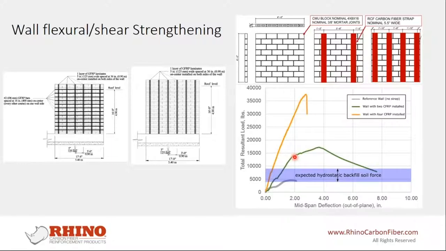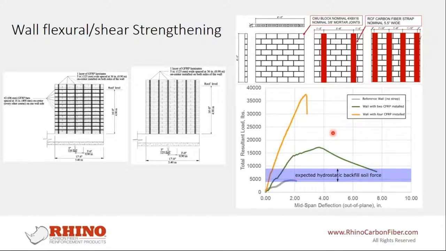However, the green line represents the first setup without any carbon fiber. If you look at the other two lines over there, both walls with straps can easily handle the backfill force. More importantly, the two-strap configuration, if you look at the top ones, can basically triple the strength compared to the green line.